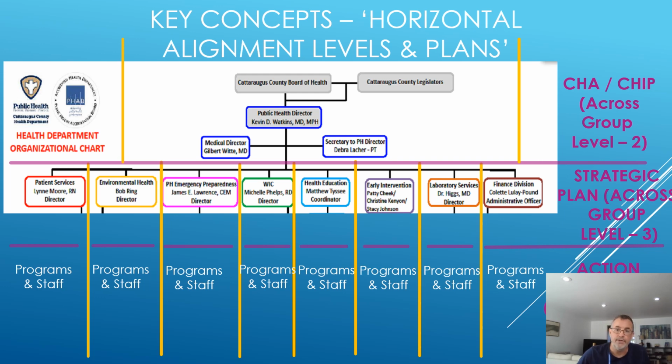And then you have the action plan level, and that is within all of your programs, right? And so this is okay. We know what we want to do from the strategic plan. Our objective might be to get 95% of the food inspections done in a timely fashion in accordance with state policy, right? We're going to have an action plan to do that, okay? And that's going to be down at this level, and those are our programs and staff, and that's within group level 3, so this would be level 4.